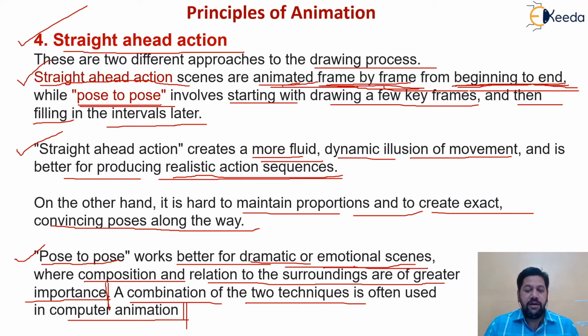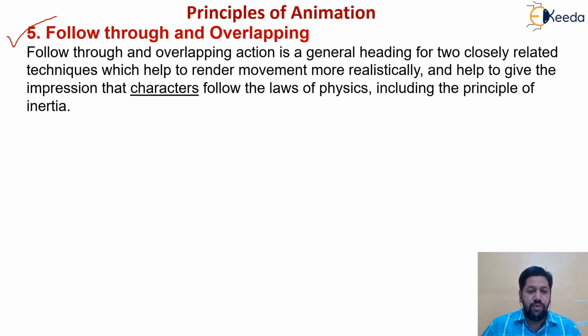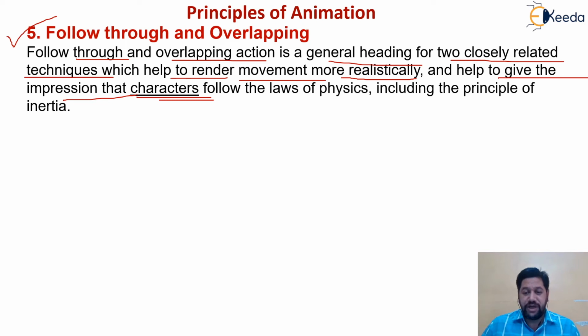Let us understand the fifth animation technique: follow through and overlapping. The word itself indicates the meaning. Follow through and overlapping action is the general heading for two closely related techniques which help to render movement more realistically and give the impression that the character follows the laws of physics, including the principle of inertia.